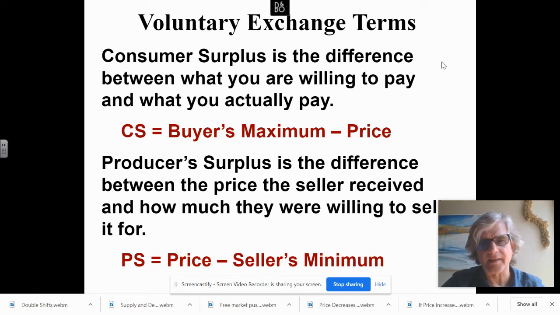And I always look at it like a triangle underneath the curves. And on the next slide, you'll be able to see it. But it's consumer surplus and producer surplus. And we look at efficiency as where we maximize consumer surplus and producer surplus altogether.